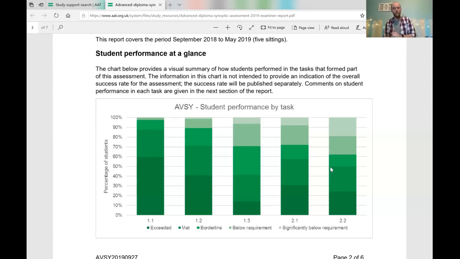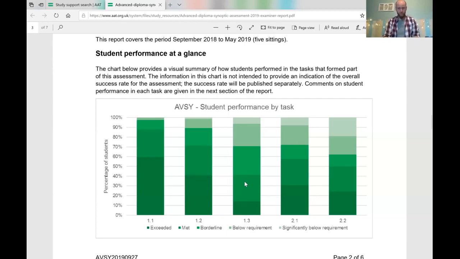So my advice to you as a student is, when you're looking at this, obviously take note of what students are doing well in this task and make sure that you're doing the same thing. But I would advise, as part of your revision, go straight to the worst performing task, task 1.3, and take a bit more of a detailed look at what exactly students are doing in that exam that's creating this really poor result of only 40% of students passing.